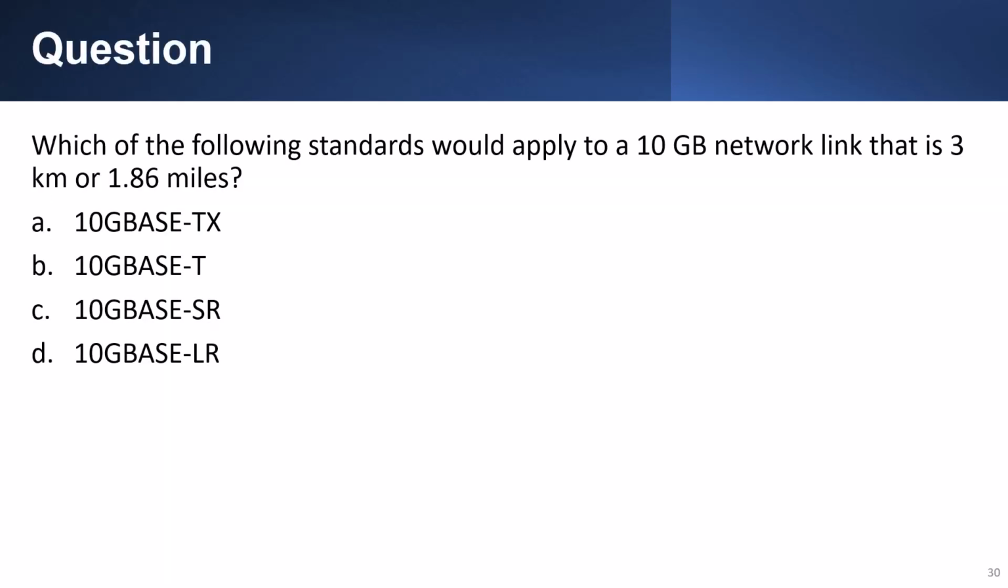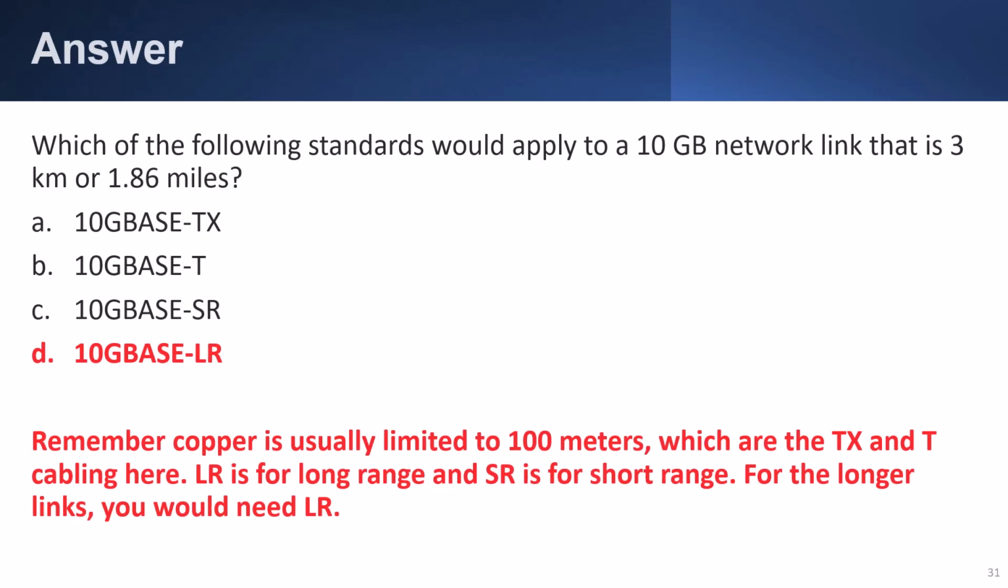Question: which of the following standards would apply to a 10 gigabit network link that is 3 kilometers or 1.86 miles? Answer: 10GBase-LR. Remember, copper is usually limited to 100 meters, which are the TX and T cabling here. LR is for long range and SR is for short range. For the longer links, you would need LR.